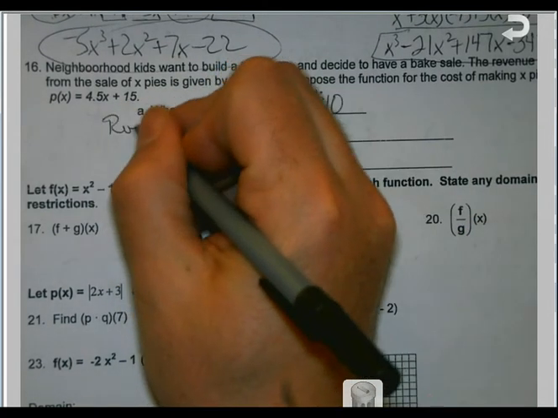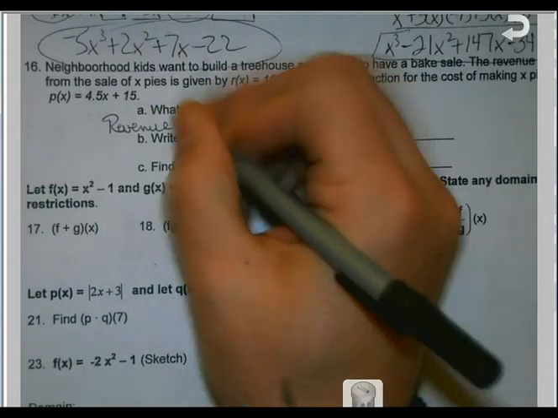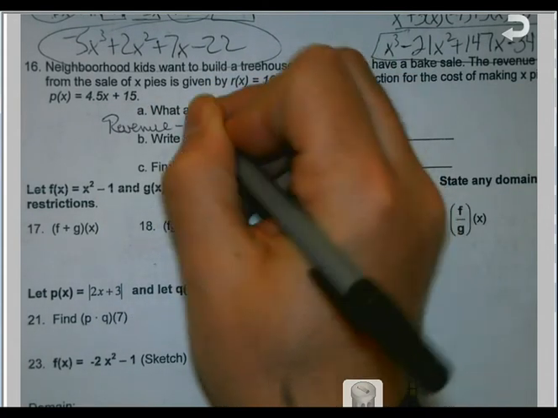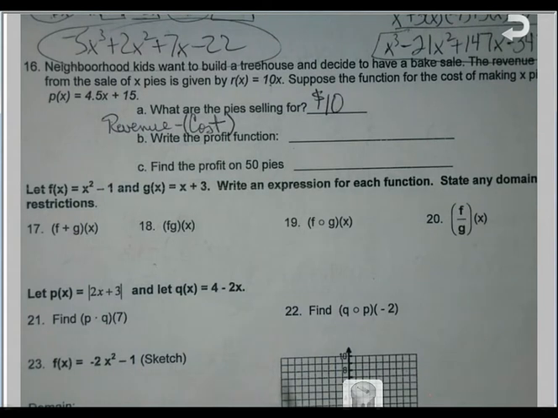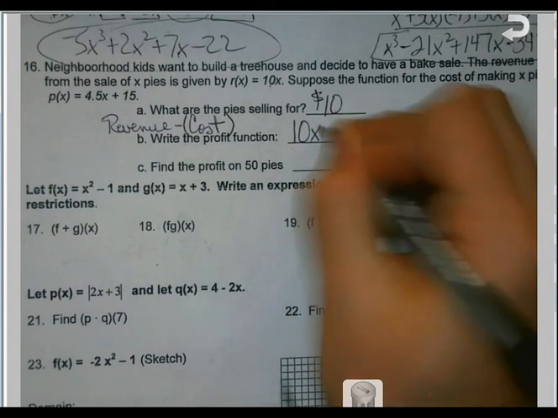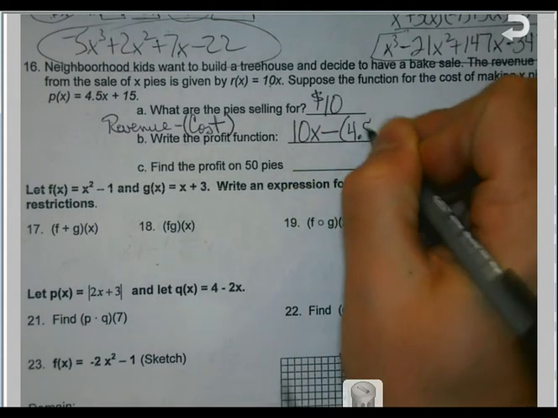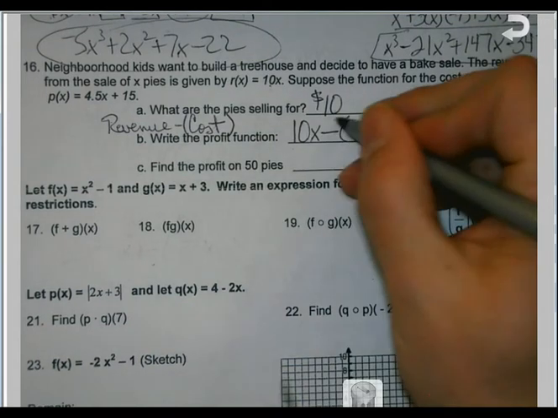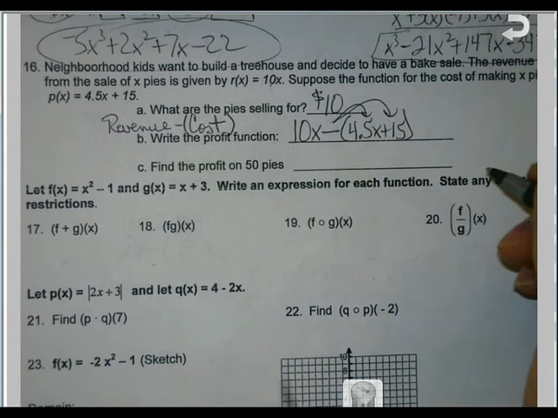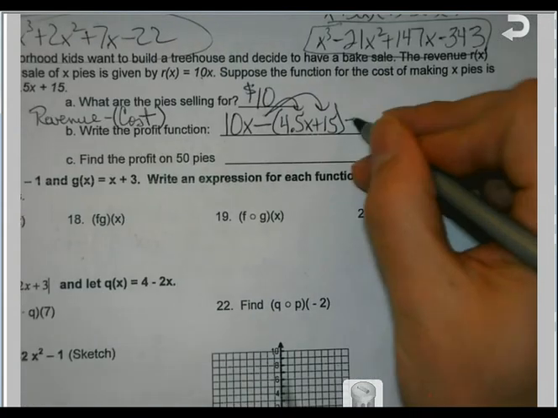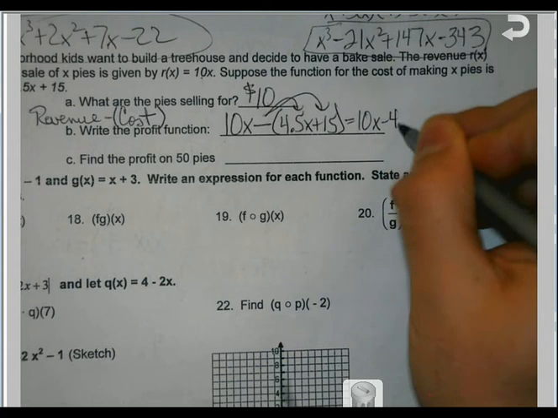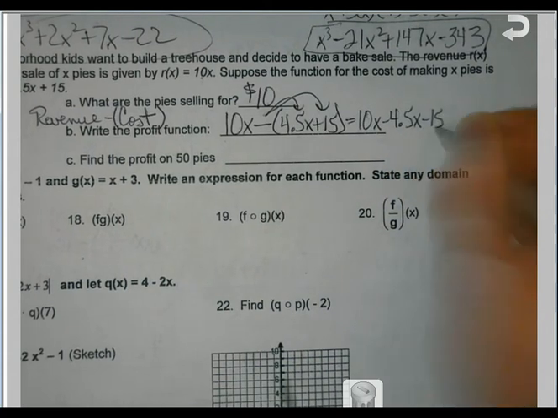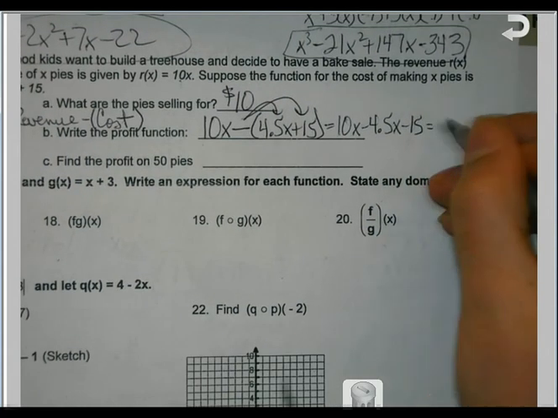Okay, write the profit function. Again, revenue minus cost. Let me put that in parentheses to remind me. The profit function is my revenue minus my costs. I have to have the parentheses. If I don't, I'm going to have plus 15 at the end and I'm not going to get the right answer. Distribute it through. Again, I would even suggest so far to actually write it out so we don't do something silly. Combine my like terms.